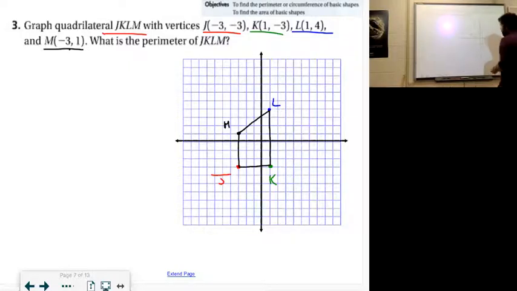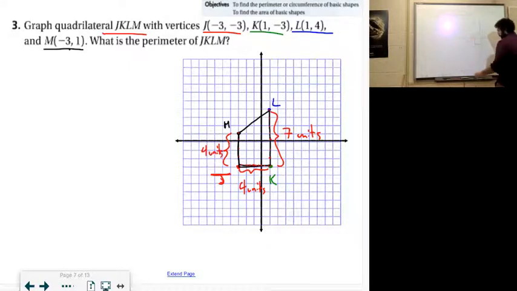Because they're horizontal or vertical, distance is pretty basic. You don't need to get into the distance formula. You can literally just count from K to L, 1, 2, 3, 4, 5, 6, 7 points, right? So this distance here is 7 units. JK right here, that's 4 units. And I'm using units because we don't actually have a unit of measure. J to M is 1, 2, 3, 4 units here.